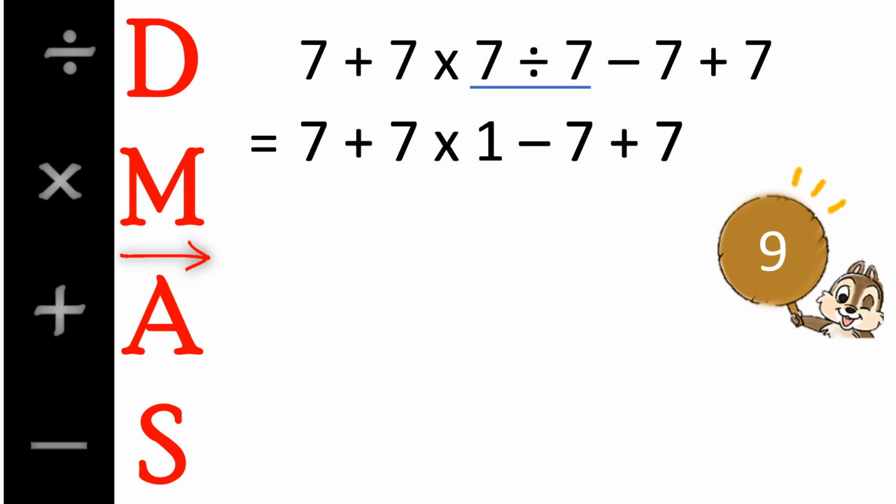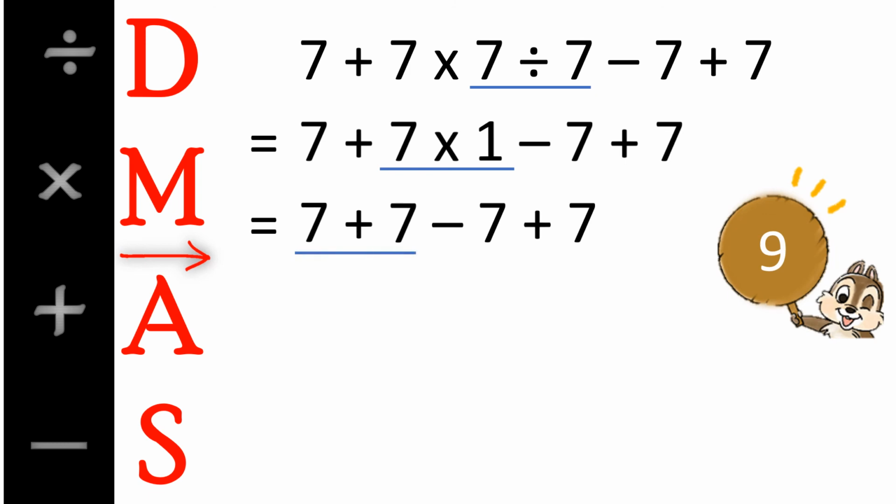Next, what we have to do? Yes, multiplication. So write 7 and plus sign as it is and do the multiplication. 7 ones are 7. Then write minus 7 plus 7 as it is. Now we have 7 plus 7 minus 7 plus 7. While moving from left to right, carry out addition or subtraction whichever comes first. Here we have addition, so do the addition. 7 plus 7 we get 14. Then write minus 7 plus 7 as it is.